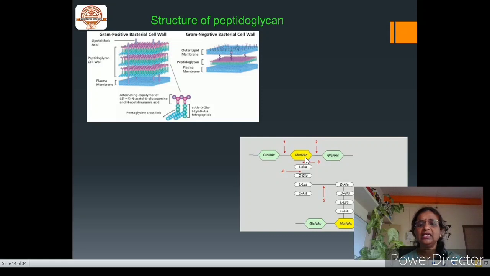This yellow colored structure is N-acetyl muramic acid. It carries a chain of 4 amino acids, L-alanine, L-lysine. L-lysine is there in gram positive, and in gram negative it may be replaced by meso-diaminopimelic acid. So a chain of 4 amino acids linked by a cross linkage. That is the structure of the heteropolymer, which forms the exact backbone of the cell. It imparts rigidity to the structure, and that is the peptidoglycan.